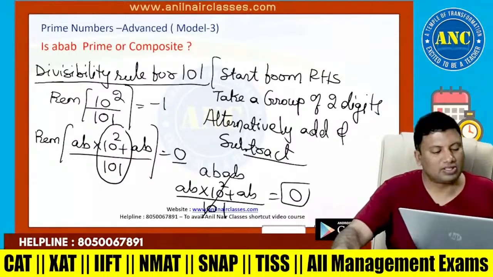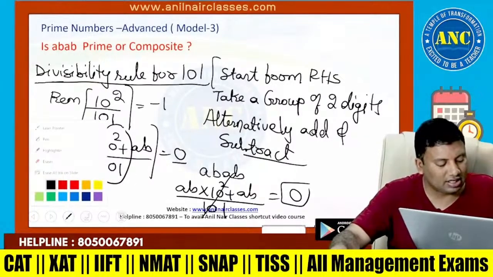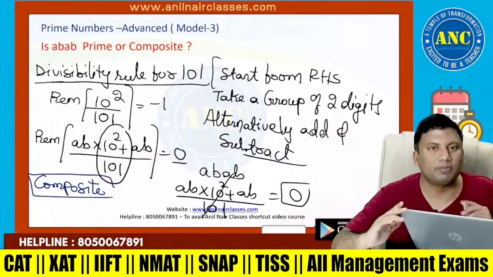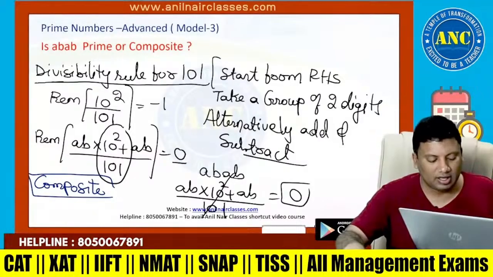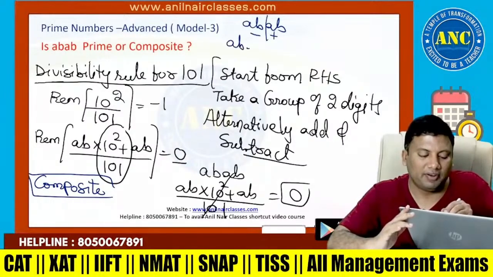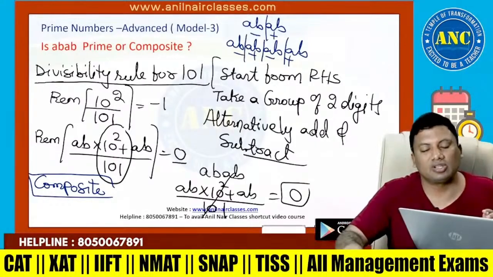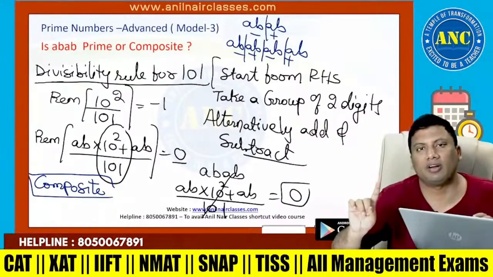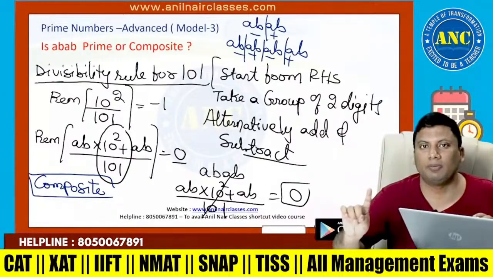0. That means the answer is divisible by 101. So it is a composite number. Very important conclusion: AB plus minus, it is 0. If I write it 4 times, AB plus minus, it is also 0. Any 2-digit number written even number of times is always divisible by 101.